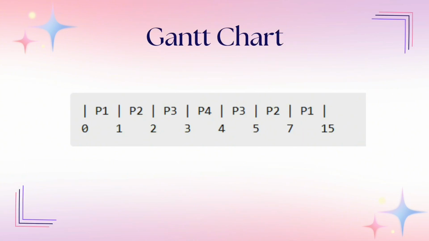This Gantt chart shows the order of execution. You can see that the CPU switches processes many times. This happens because SRTF is preemptive and always chooses the shortest remaining job.